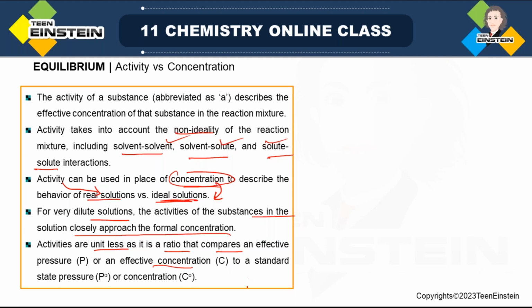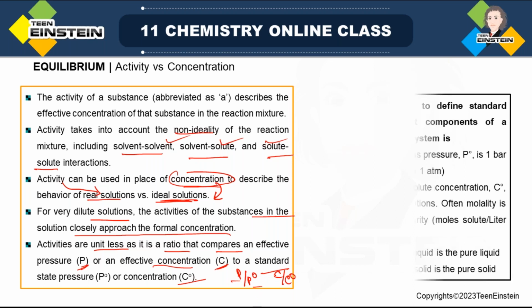That means the actual concentration, which is capital C, and in the denominator the concentration C naught, which is the standard concentration. Similarly, the effective pressure is the ratio P by P naught, and the effective concentration is C by C naught. As it is a ratio, the two units cancel because it is the same unit, pressure or concentration. That is why activities are unitless, because they are actually ratios.